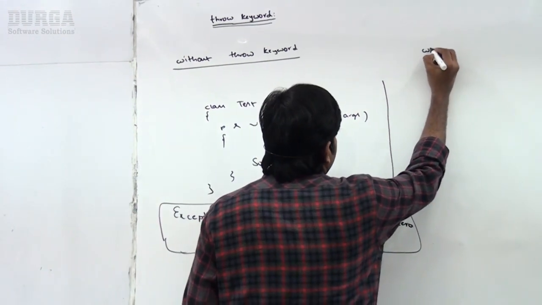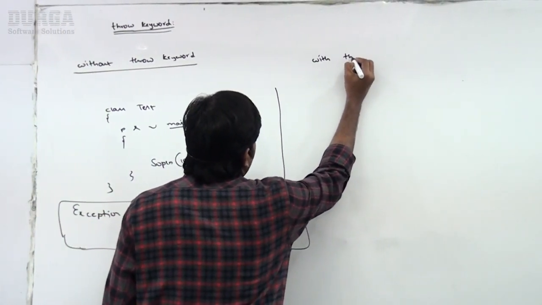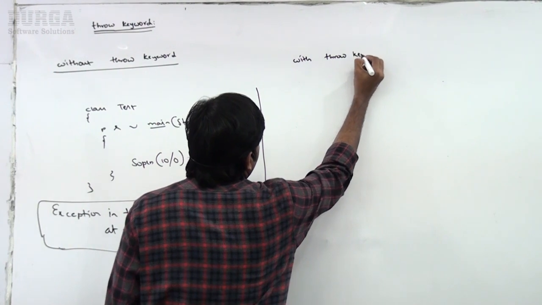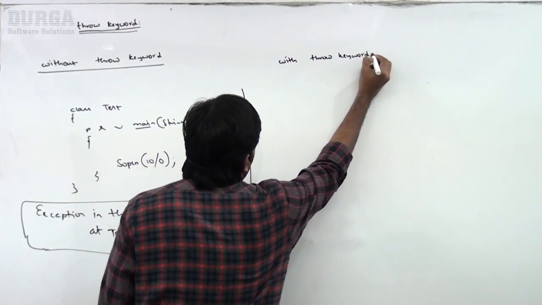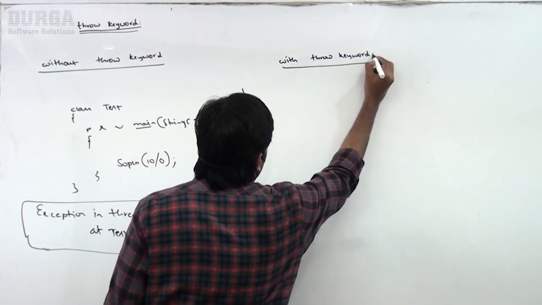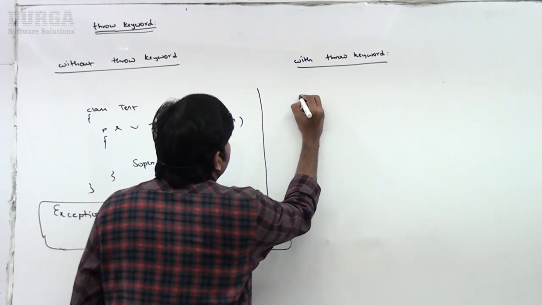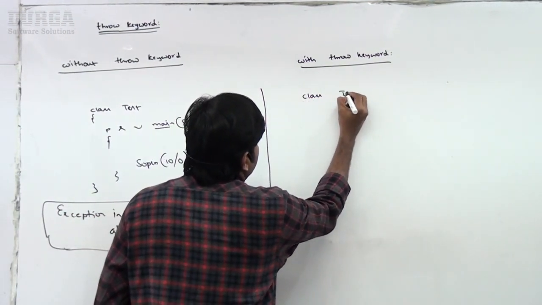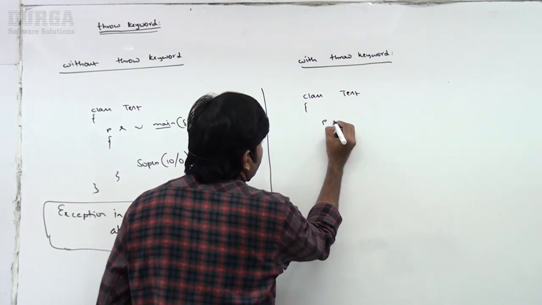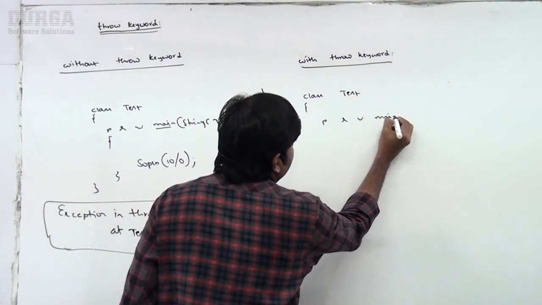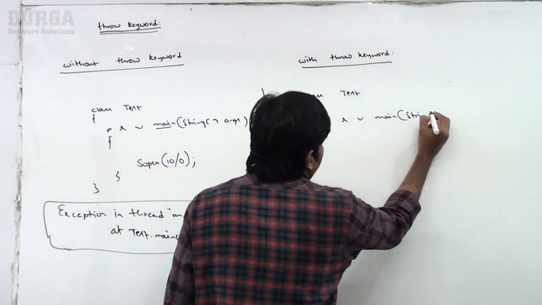Here with the throw keyword, like this I'm taking, sir. With the throw keyword, how you can? Very simple. Class Tester, public static void main method, String array args.